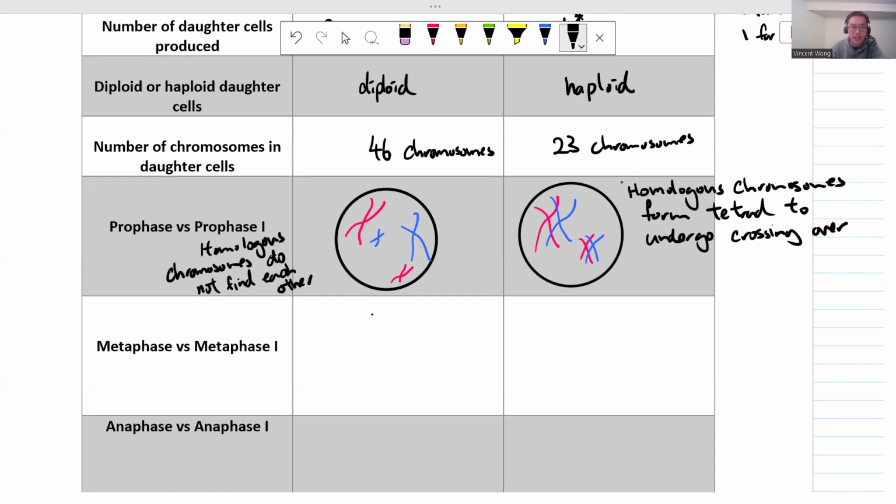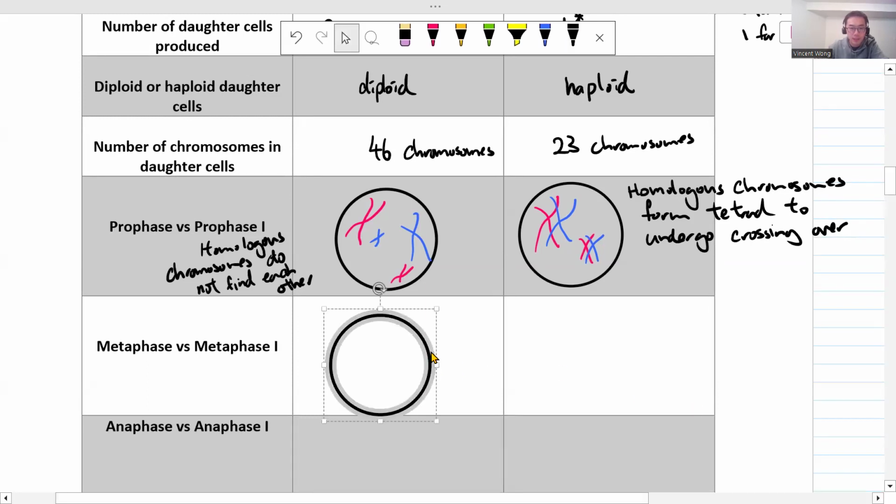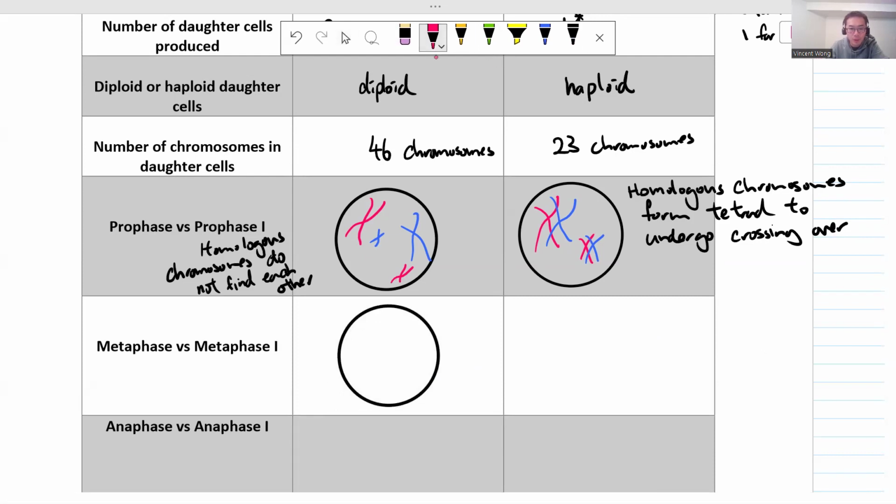Okay. Metaphase, right here. So in metaphase, the chromosome lines up in the middle, right? Like that. Individual chromosomes line up in the middle. Okay? If you have space, you can put it in the middle. I don't have space.